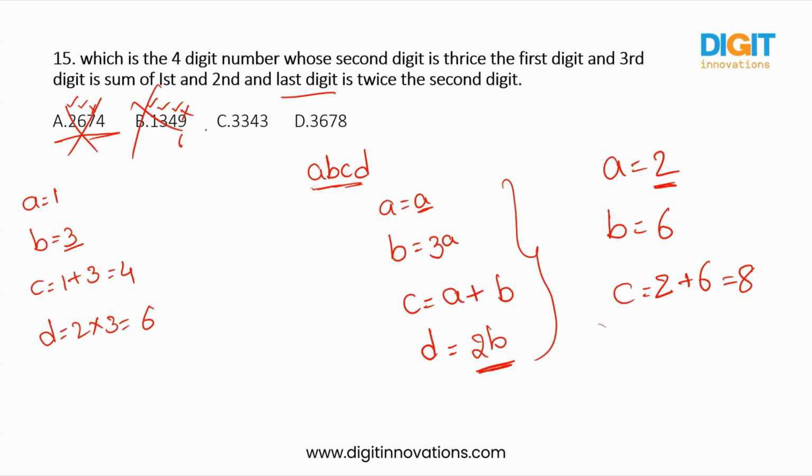So when I take A value as 3, B value should be thrice of the A value. But here 3 is there. 9 should be here, but here 3 is there. Then the whole condition can't be satisfied. You have only one option left. It could be the answer. But let us see.